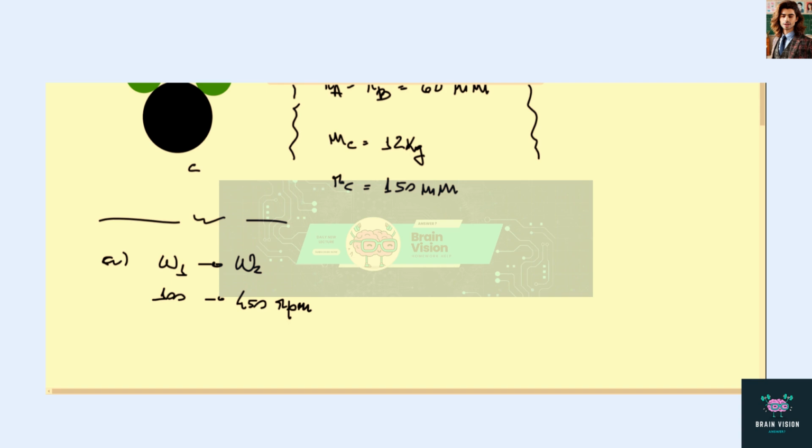We want to know the number of revolutions, so we want theta, the number of revolutions for the speed to increase by this amount. And in part B, we want the corresponding tangential force acting on the gear A. So we want the tangential force.